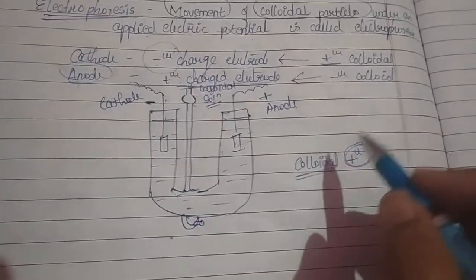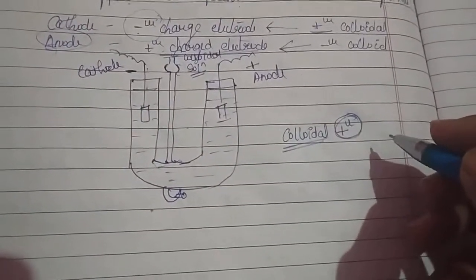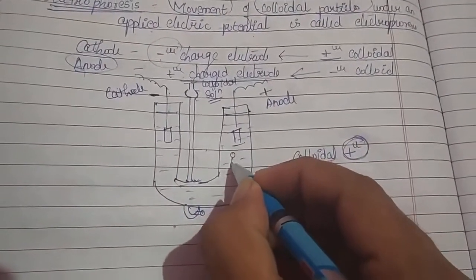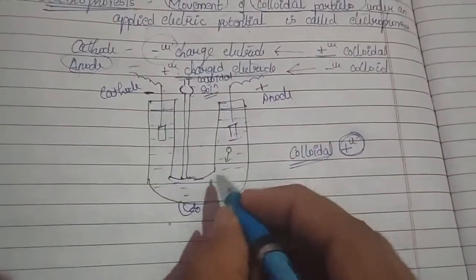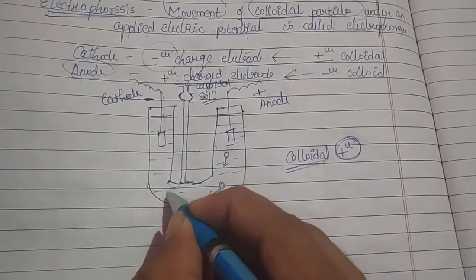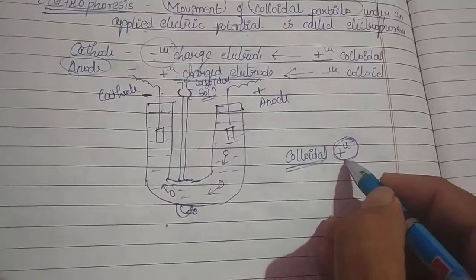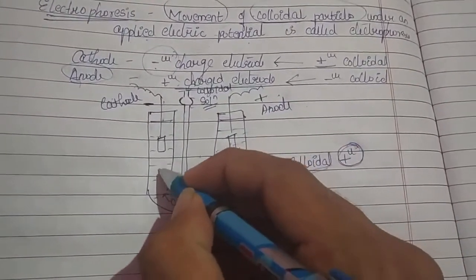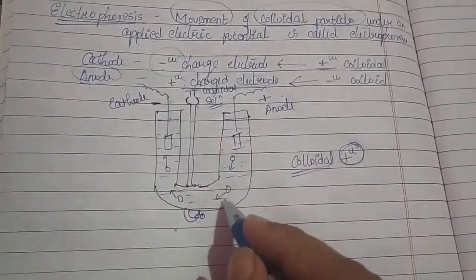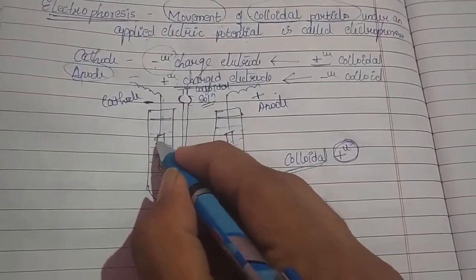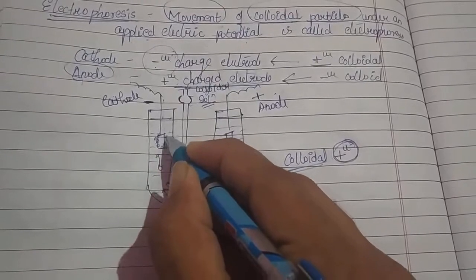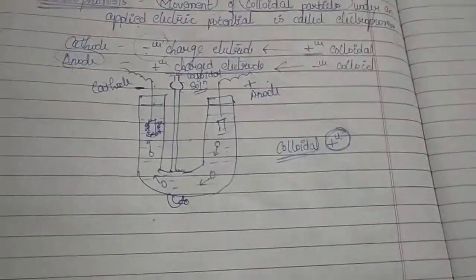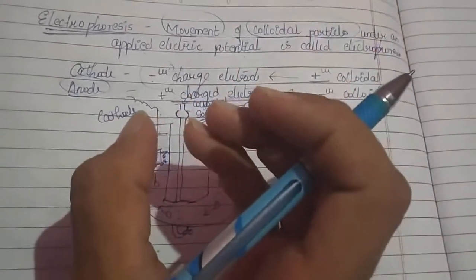Since it is a positively charged colloid, the colloidal particles will move towards the cathode, because the anode will repel them. The colloidal particles will form an aggregate near the cathode, and a precipitate will form, and there they will get stuck.